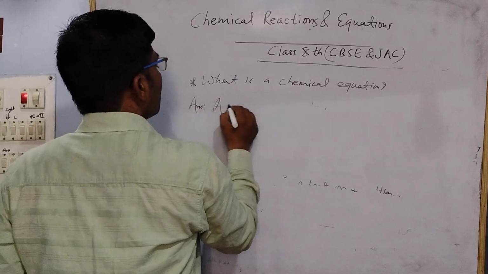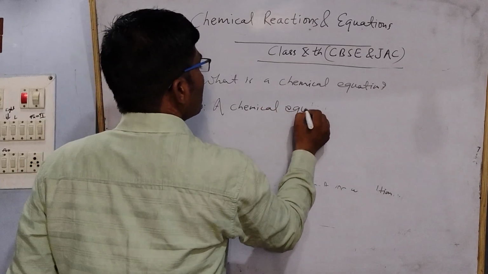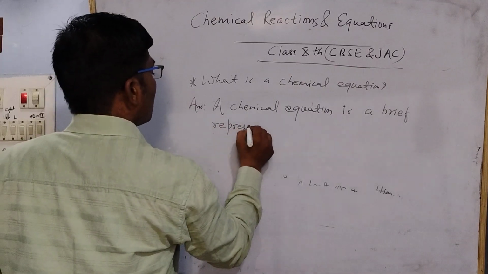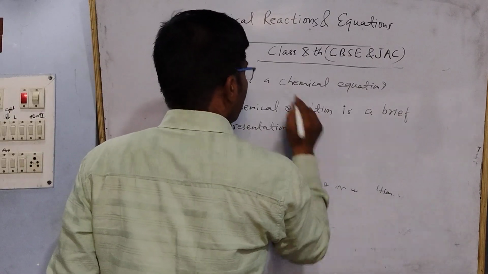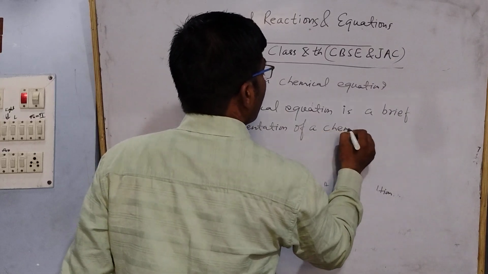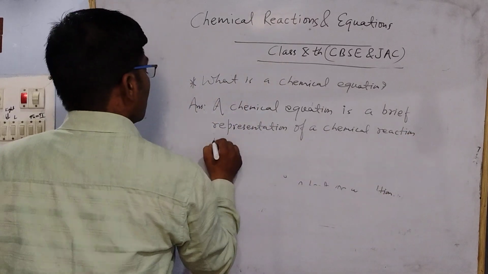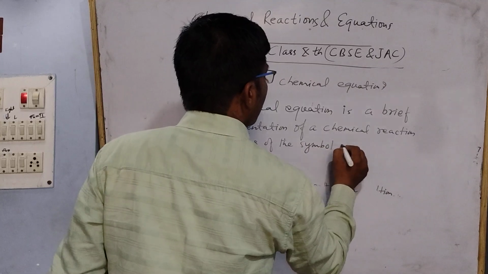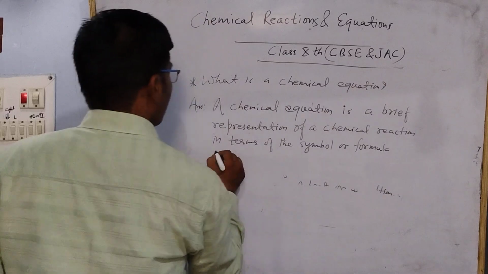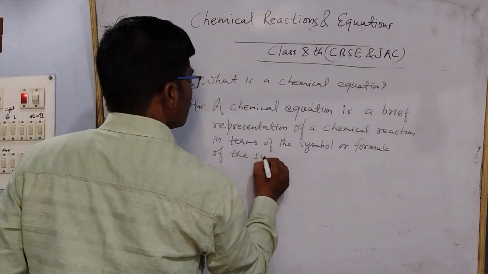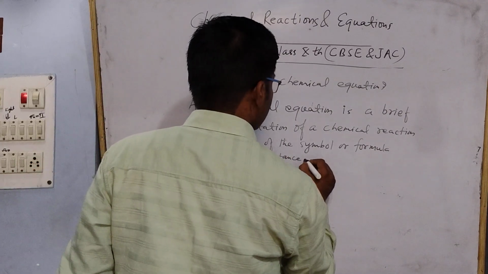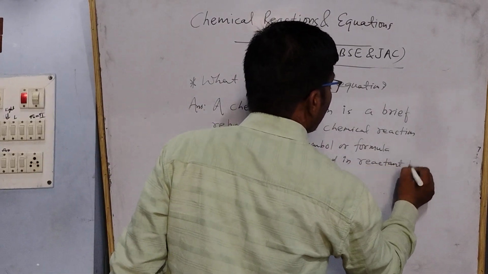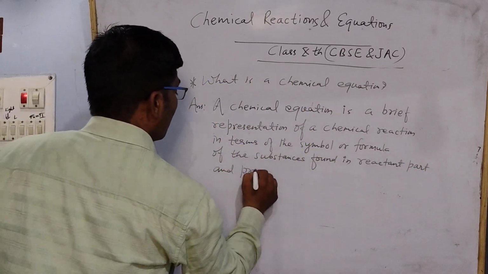Here I am writing: a chemical equation is a brief representation of a chemical reaction in terms of the symbol or formula of the substances found in the reactant part and product part.